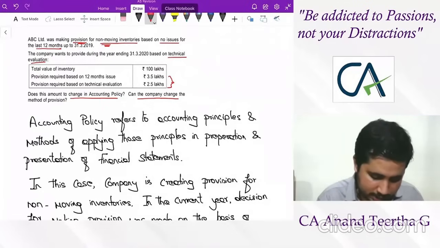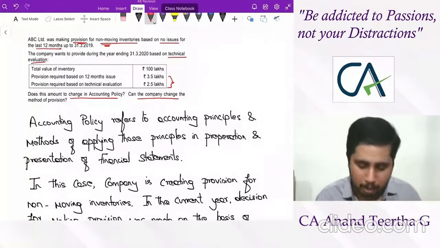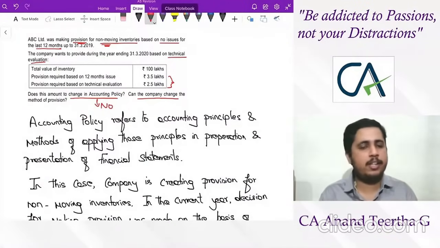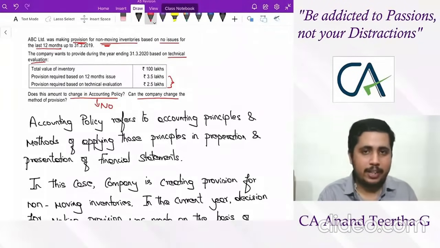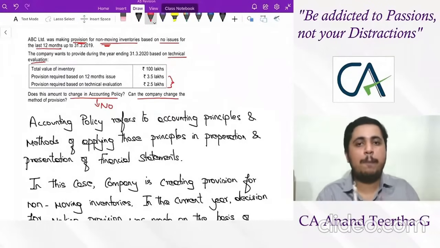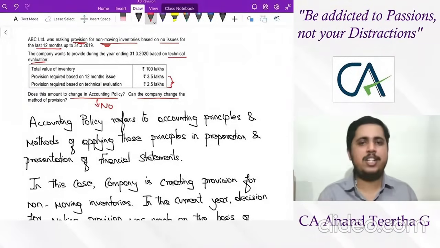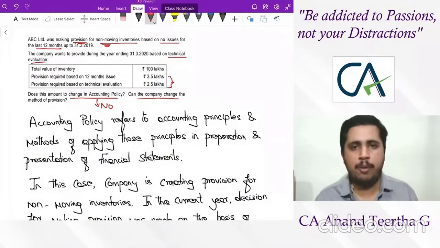So the first question they asked: is this a change in accounting policy? The answer is no, this is only an estimate. There is only a change in estimate, there is no change in policy. Then whether these changes are allowed, the answer is yes, because whenever there is an accounting estimate, if it is leading to a better mode of calculation, the change is proper. The 12-month issue is one way of calculating, but a technical evaluation is even better. You are giving more information to your users, which means the change is normally allowed. There is no problem whatsoever.